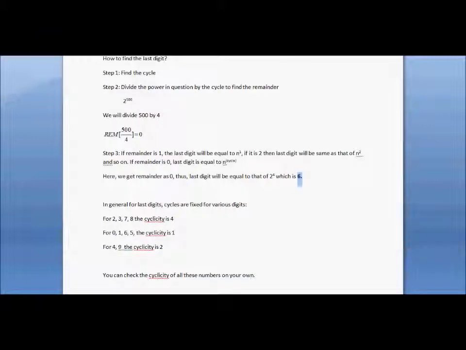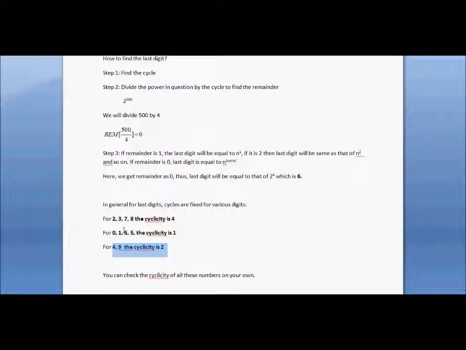In this way, if you check the cyclicity of various numbers, you would come to these conclusions. Cyclicity of 3, 4, 7, 8 are 4. Cyclicity of 0, 1, 6, 5 is 1. Cyclicity of 4 and 9 is 2.